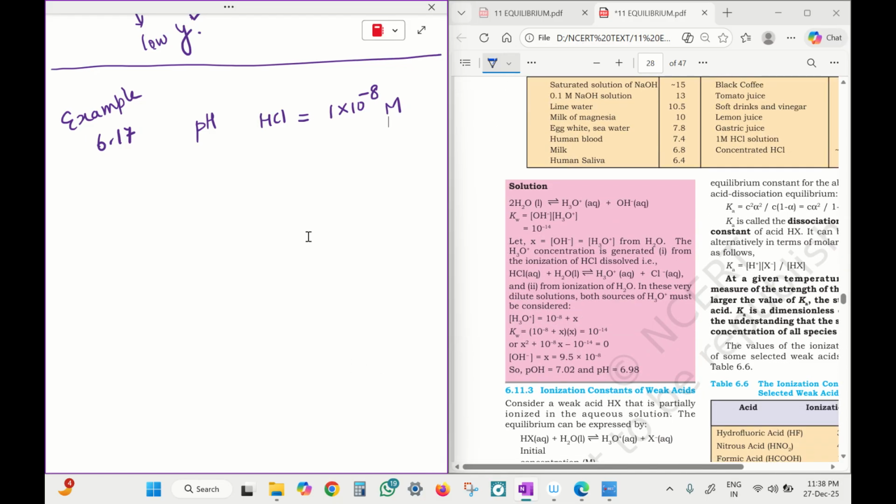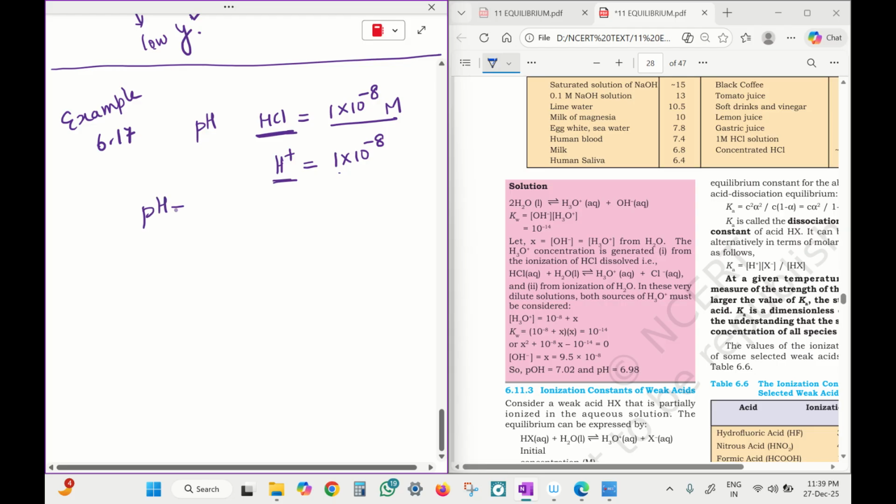Let us try to understand. HCl's concentration is 1 into 10 to the power minus 8. That means the H plus concentration is also 1 into 10 to the power minus 8 because it is a strong electrolyte, it will dissociate fully. But how much H plus are you getting? 1 into 10 to the power minus 8. Let us try calculating the pH, which is negative logarithm of H plus ion concentration. So it is negative logarithm of 1 into 10 to the power minus 8. And when you solve for it, it will give you result 8.